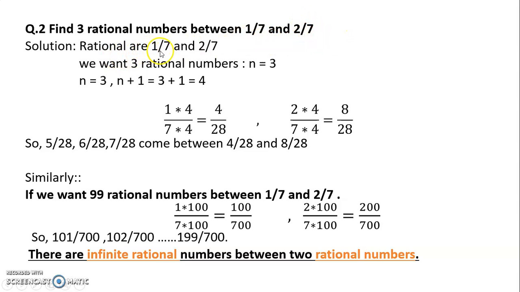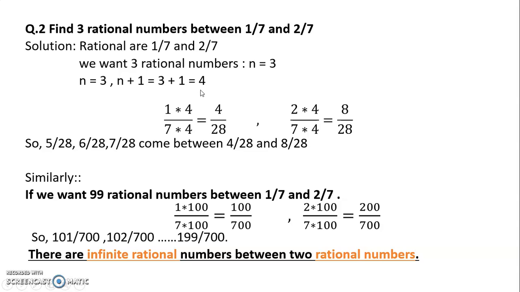So the rational numbers are 1 by 7 and 2 by 7 in the form of P by Q, and we have to find three rational numbers. So here we are letting 3 as n. Let 3 be equal to n. If n is equal to 3, what is n plus 1? n plus 1 would be 3 plus 1, which is nothing but 4.